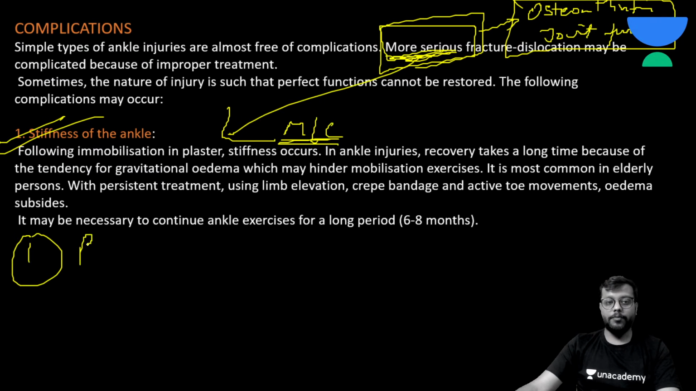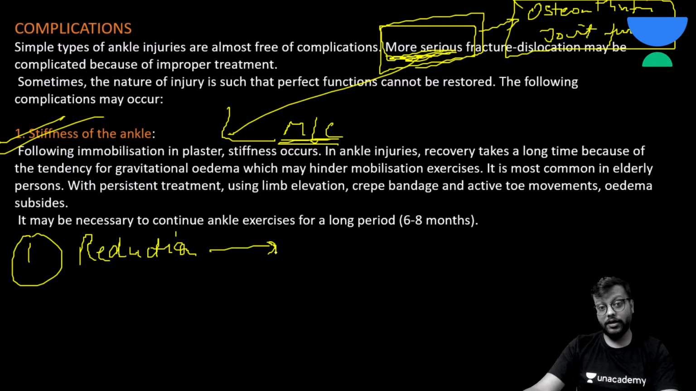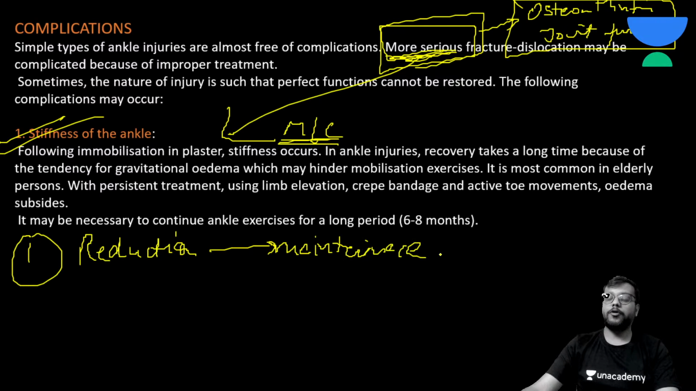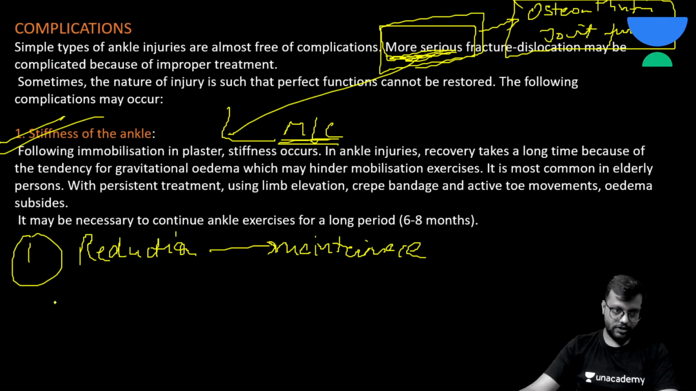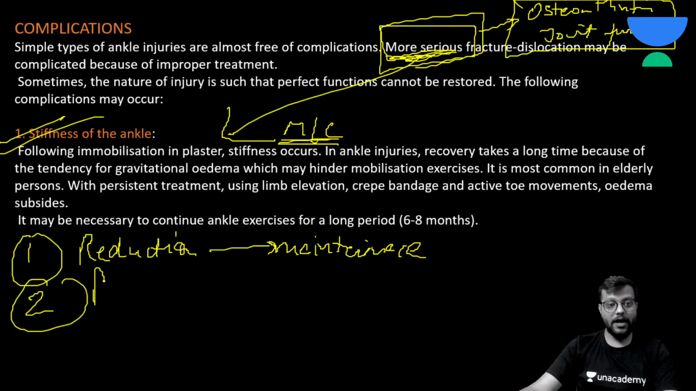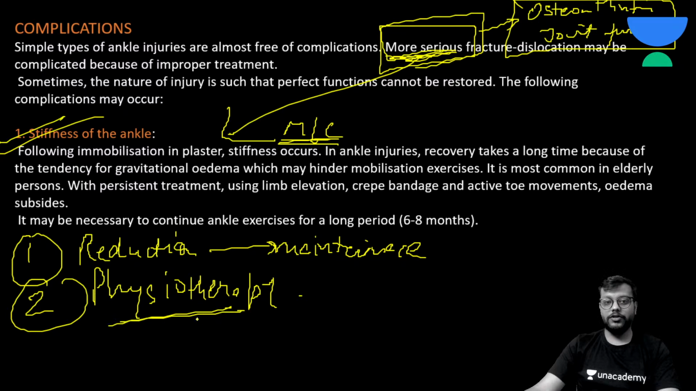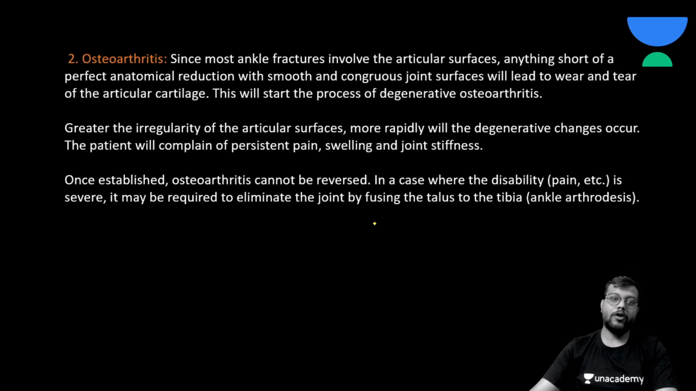फर्स्टली प्रॉपर रिडक्शन, एंड ऑल्सो रिडक्शन के बाद प्रॉपर मेंटेनेंस ऑफ दिस रिडक्शन, ईदर बाय प्रॉपर चेक एक्सरे एंड कास्ट और बाय द इंटरनल फिक्सेशन एंड बाय प्रॉपर फिजियोथेरेपी. Okay, so this is very important. Okay, now osteoarthritis क्यों होगा, कैसे ठीक होगा, we have discussed this already.